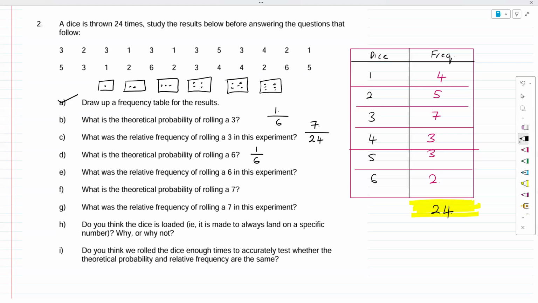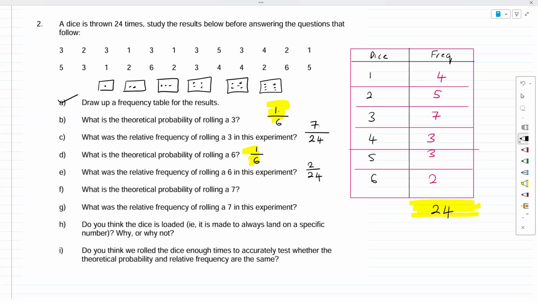And what is the relative frequency of rolling a 6? In this experiment, it was 2 over 24. We can see the theoretical probability is not changing because there's 1 of each thing. But later on, we can do experiments and questions where there's more than 1. Okay? Now, let's go with the next one.